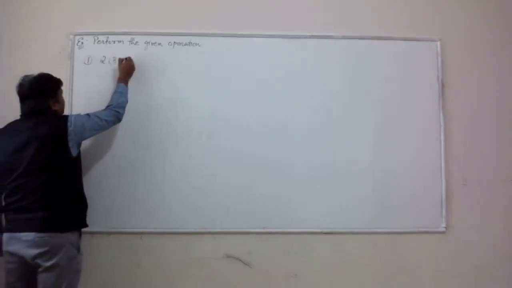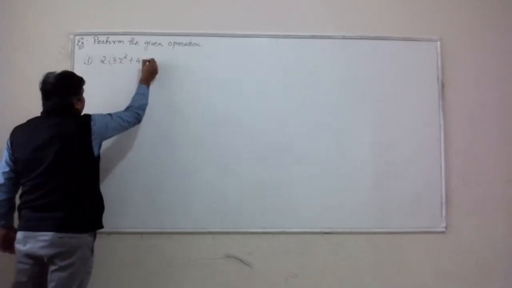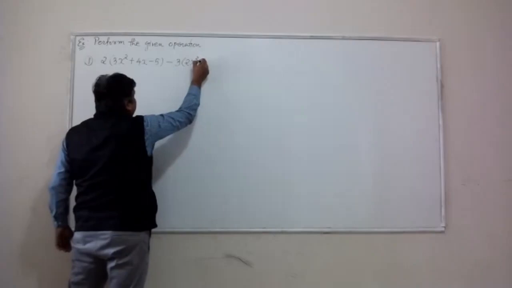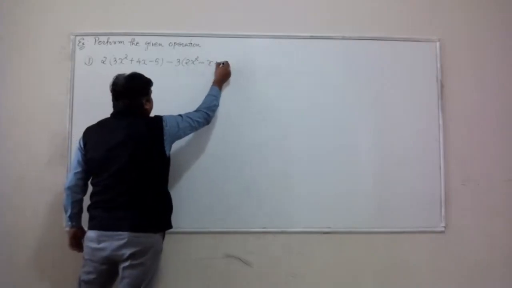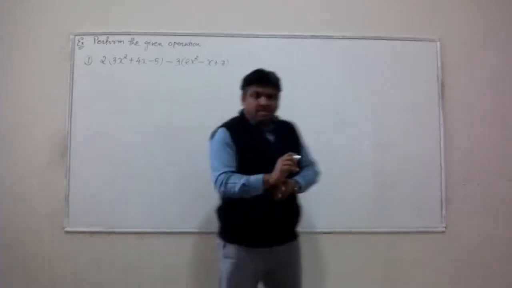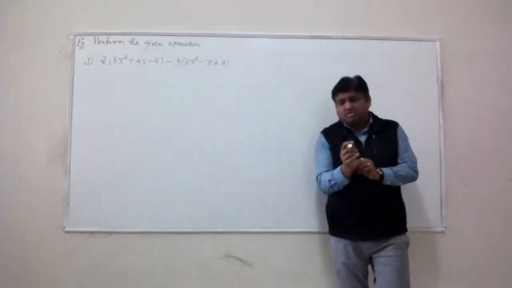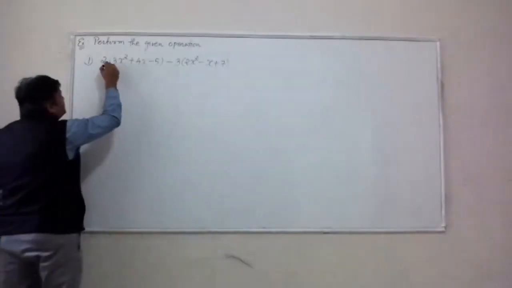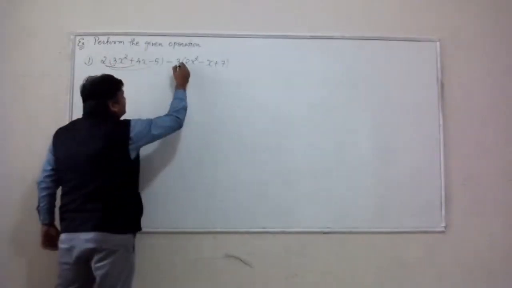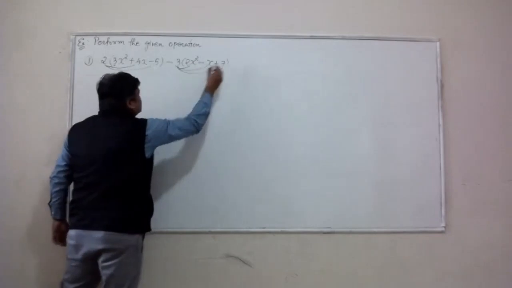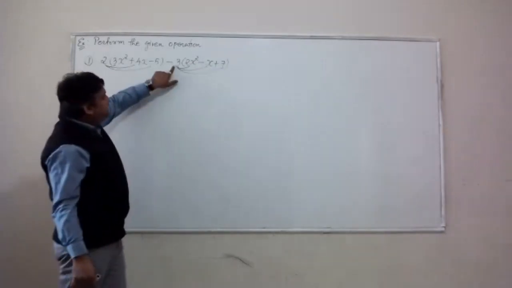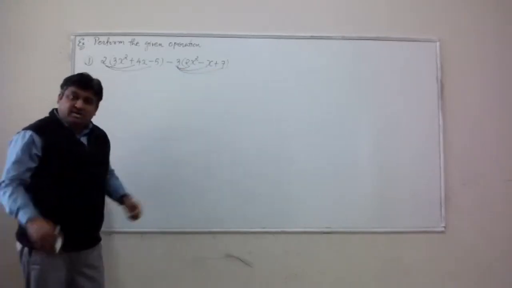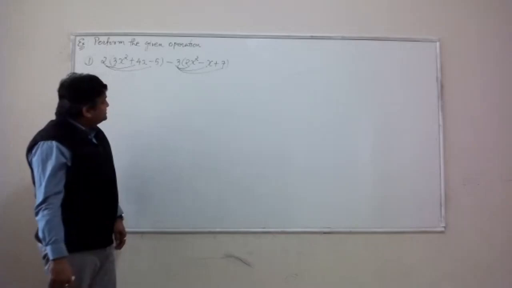Suppose I give you 2 times (3x squared plus 4x minus 5) minus 3 times (2x squared minus x plus 7). All right. Fairly simple. How to subtract two polynomials? What I would like to do is distribute this 2 over every single term in the first parenthesis, and distribute -3 over every single term in the second parenthesis. Right, and then I would like to deal with the like terms.